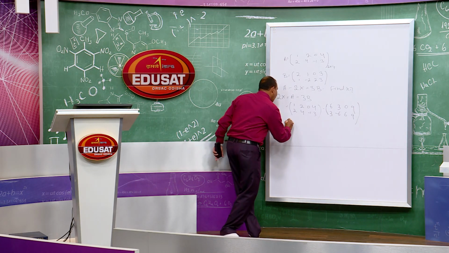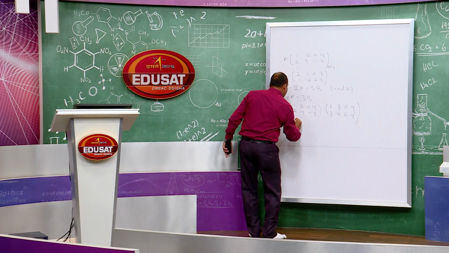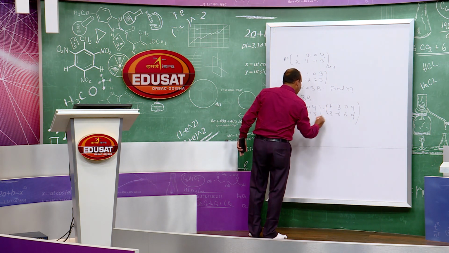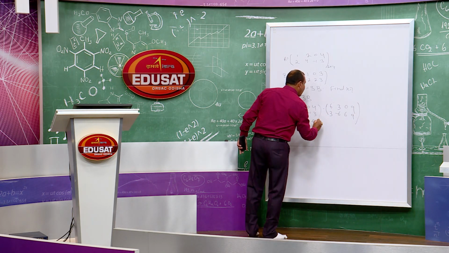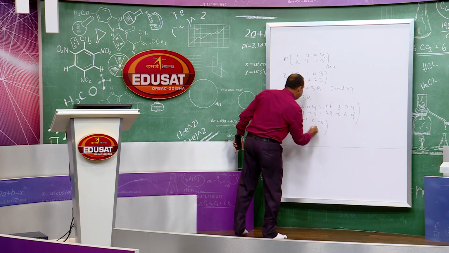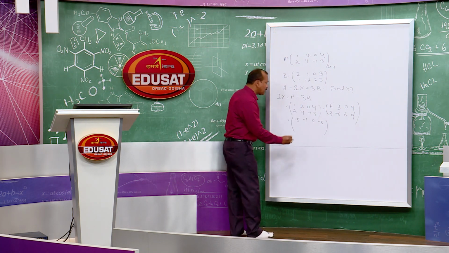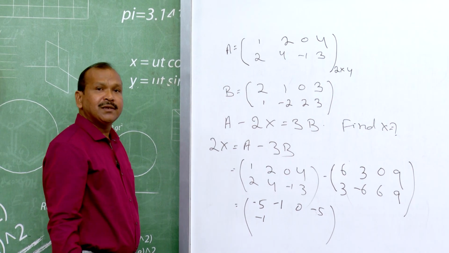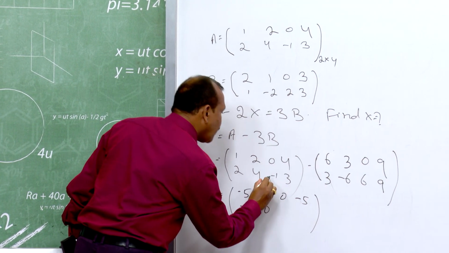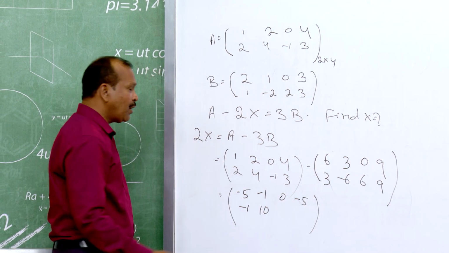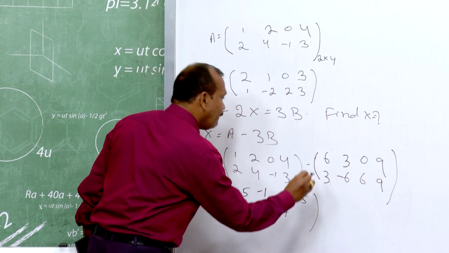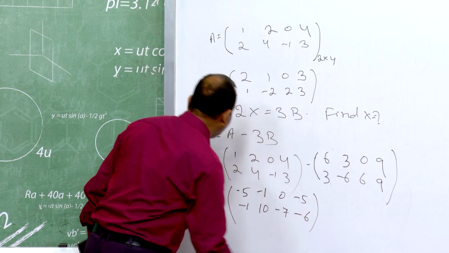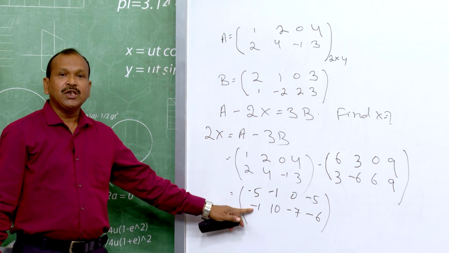That becomes 1 minus 6, that is equal to minus 5, 2 minus 3, that makes minus 1, 0 minus 0, that becomes 0, 4 minus 9, that becomes minus 5, 2 minus 3, that becomes minus 1, 4 minus 6, 4 minus minus 6, that becomes 10, minus 1 minus 6, that becomes minus 7, 3 minus 9, that becomes minus 6. Then we have 2X is equal to this one.